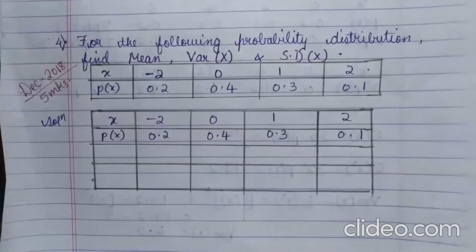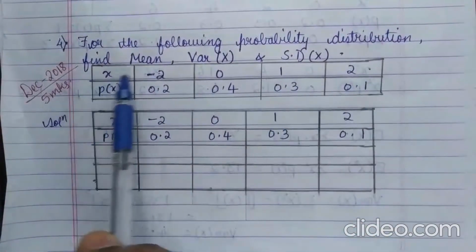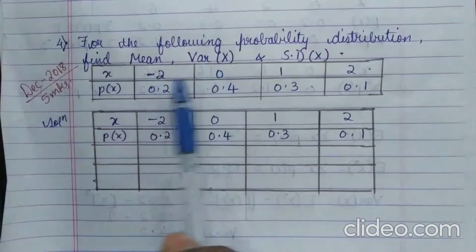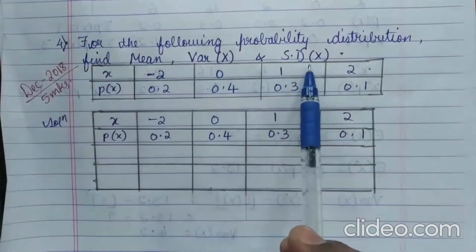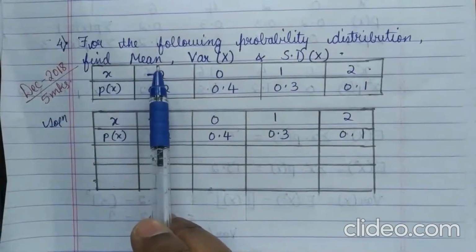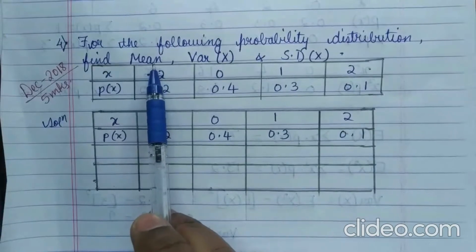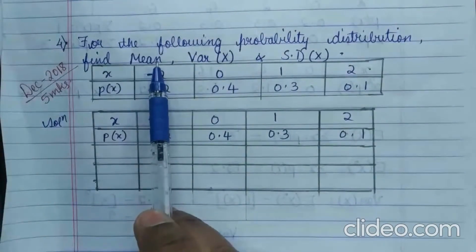The next question that we are going to take today is: for the following probability distribution, find the mean of x, that is the mean, variance and standard deviation. Here one new thing that has come is the mean. What do you mean by mean? Mean is nothing but the expected value of x, that is E of x itself. So sometimes instead of E of x, they may also call it the mean and ask you.